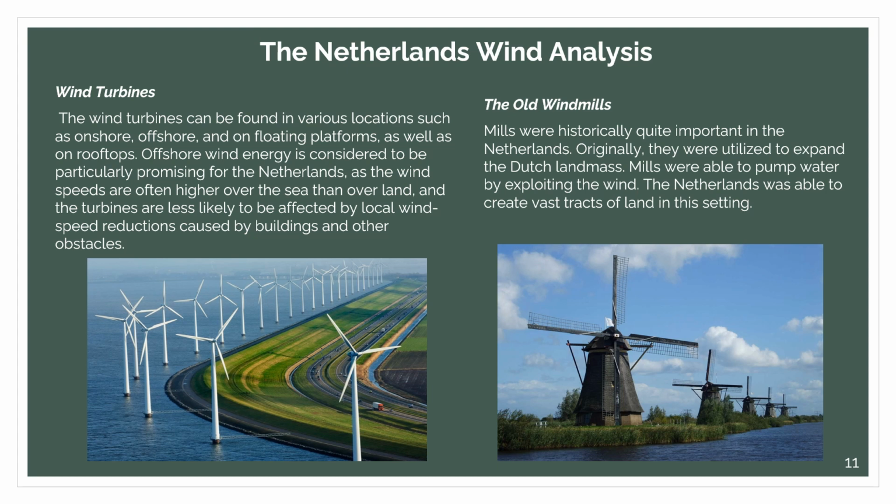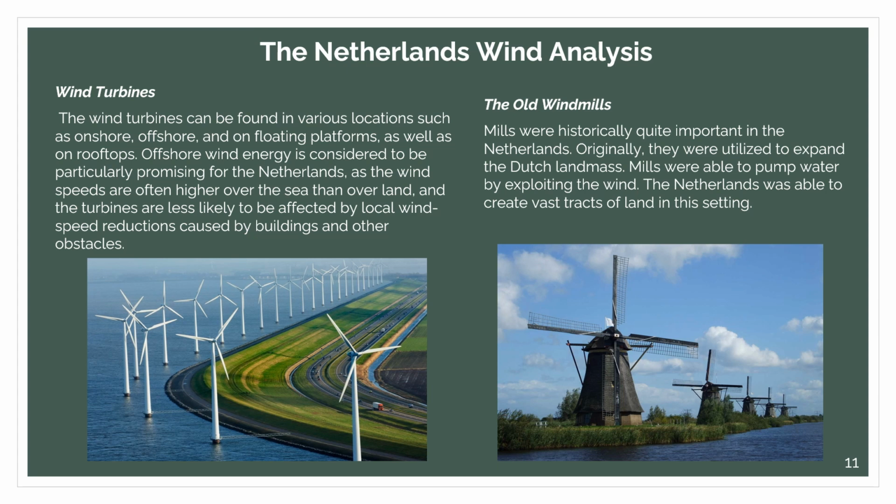The wind turbines can be found in various locations such as onshore, offshore, and on floating platforms, as well as on rooftops. Offshore wind energy is considered to be particularly promising for the Netherlands, as the wind speeds are often higher over the sea than over land, and the turbines are less likely to be affected by local wind speed reductions caused by buildings and other obstacles.